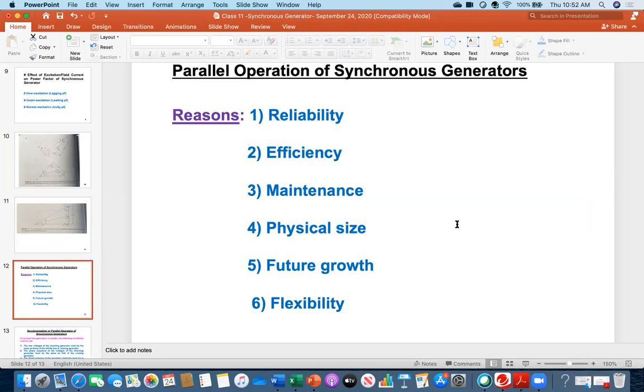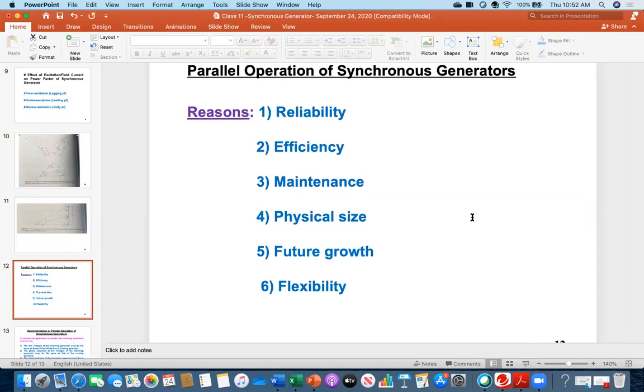the parallel operation of synchronous generators. Parallel operation of synchronous generators means that in real practice, there are many generators which are running parallelly, simultaneously or synchronously. That is the meaning, not just one generator. So you can easily guess why there is not only one generator.